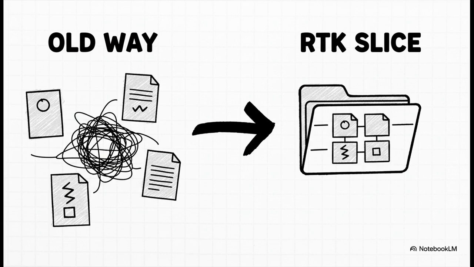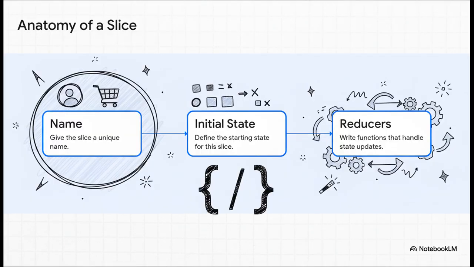Your initial state, the functions that update it, and the actions that trigger those updates, they all live together in one neat, self-contained file. And making one is unbelievably simple. You use this function called createSlice, you give your slice a name, like user, you tell it what the starting state should be, and then you just write your reducer functions. That's it. RTK handles generating all the actions and the other tedious stuff for you in the background.